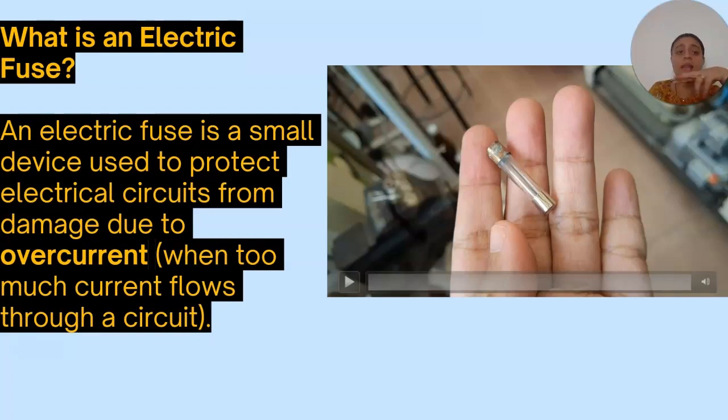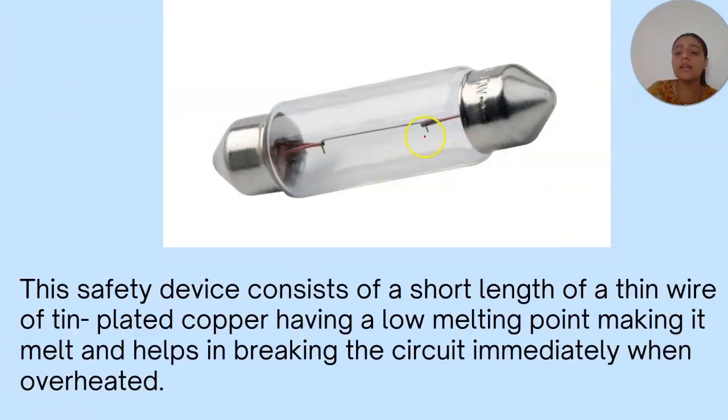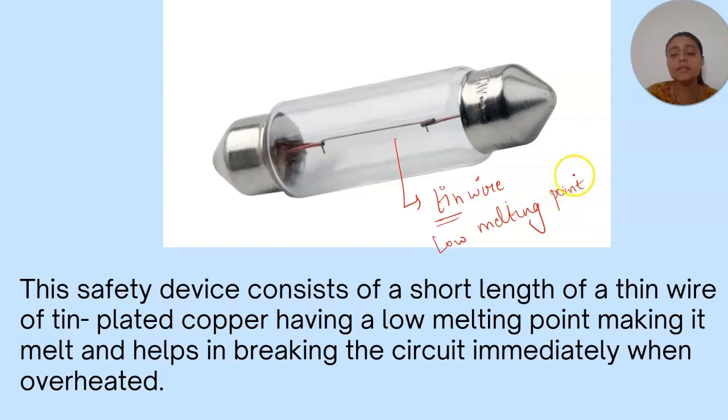Now there are two things which can happen if we do not have an electric fuse in our circuits or devices. Electric fuses consist of a short length of thin wire. You can see this is a tin wire. Why is this wire made of tin? Because tin has a low melting point. Whenever overpowered current flows in the circuit, this fuse, which has a thin wire of tin, will immediately burn out or fuse. Why? Because it safeguards the electrical appliances from the overflowing of current. That is why it is very important to equip every device with an electrical fuse.